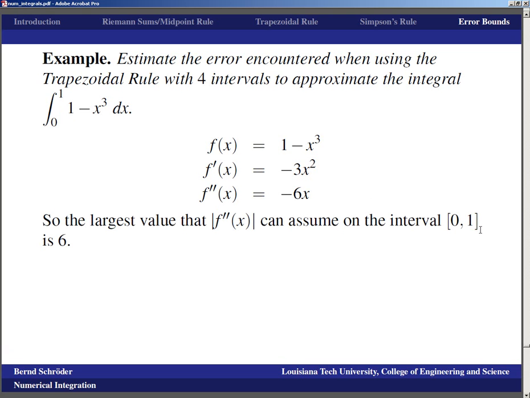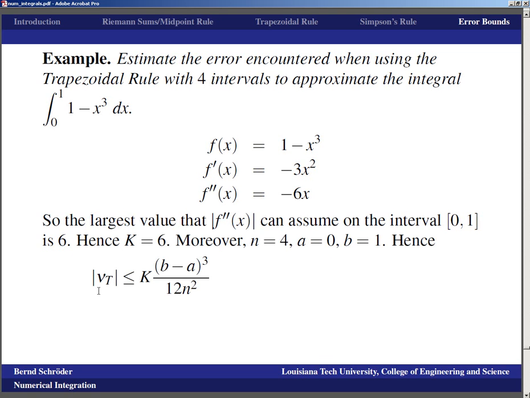The largest value is assumed on the right boundary here. That isn't always the case, but here it is. And so that k is 6. And that means with n equals 4, a equals 0, b equals 1, right? All of a sudden this becomes primitive. You can use that error formula as soon as you have k, n, a, and b. And it's just plug in the numbers and see what you get.